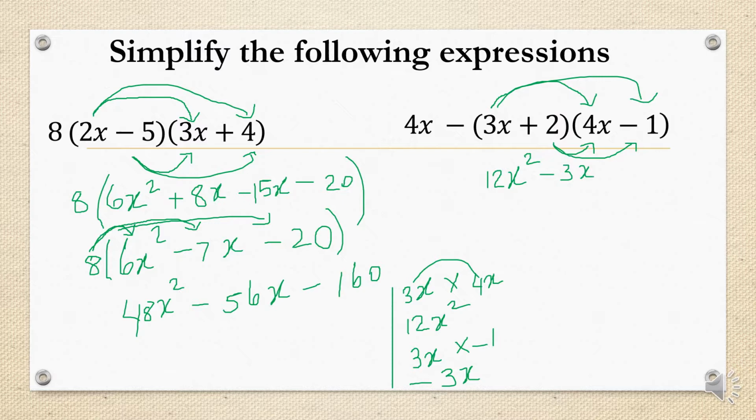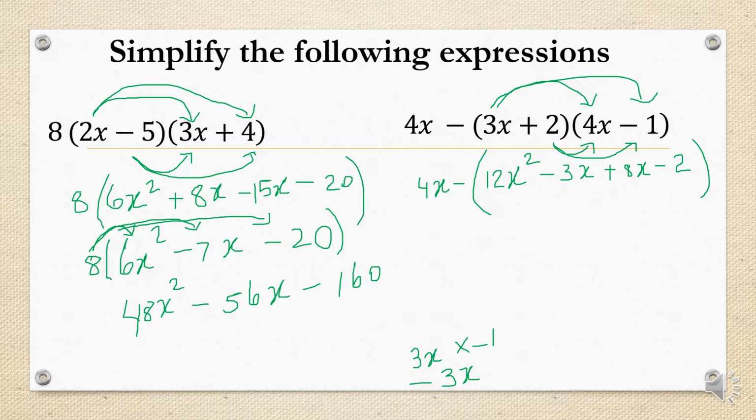Then we have 2 4s are 8x, so plus 8x. Then we have 2 by minus 1 is going to give us minus 2. So what we're going to do here, we are going to simplify the expressions inside, and then minus 4x by everything inside of the bracket. I'm just removing this to get some more space. So we're going to simplify.